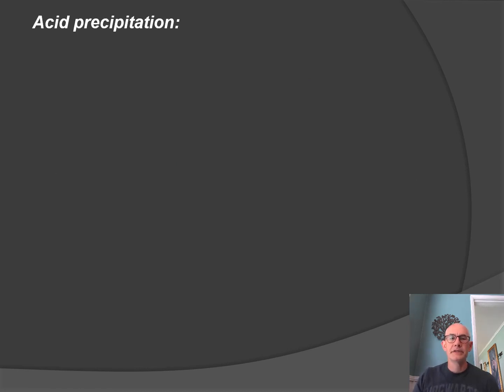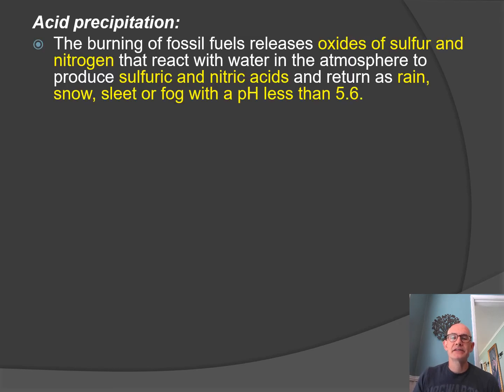Okay, so one of the major things that can happen with the burning of fossil fuels is the production of acid precipitation. The main thing that causes acid precipitation is the sulfur that's in the coal that we burn, some of it from the nitrogen, but it's mainly from the sulfur. When the sulfur compounds and nitrogen compounds get into the atmosphere, they make sulfuric acid and nitric acid, which lowers the pH of the rain.